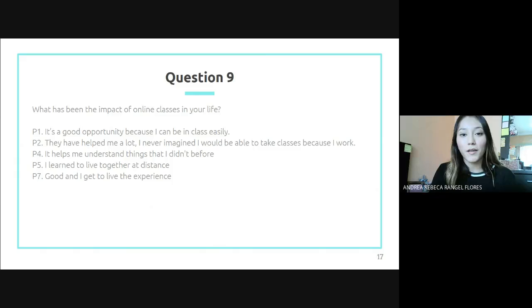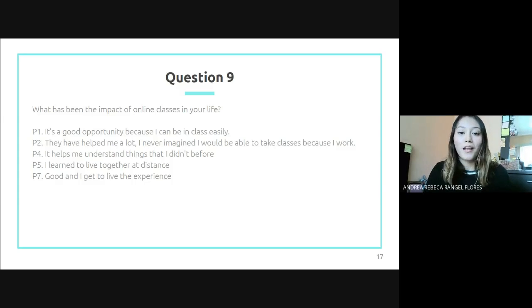And student number 4 said, it helps me understand things that I didn't before, which really shows that the other factors that Paola said and that we investigated, that the process and the modality we're using is working, and this modality helps them understand better and give more attention to it. Student number 5, I learned to live together at a distance, which is really useful. I think we all are learning to live far away from each other. And student number 7, good, and I can get to live the experience, even though it's kind of a bad experience given the situation. It's really good for us to experience new things, and this is a good example. And well, at the end of the day, we're learning.